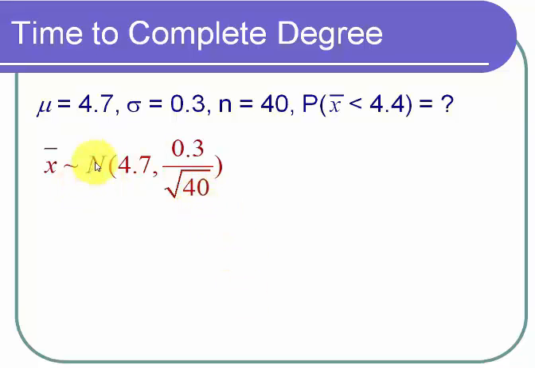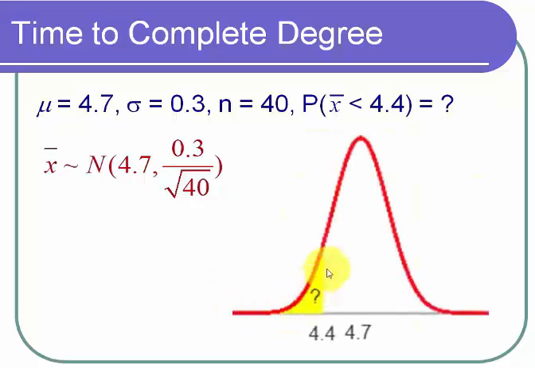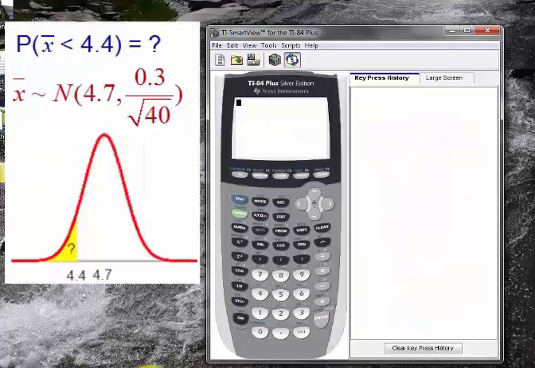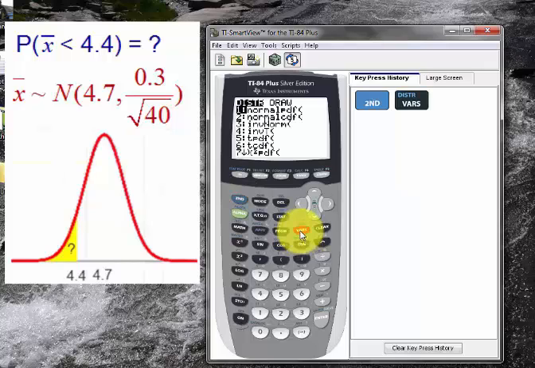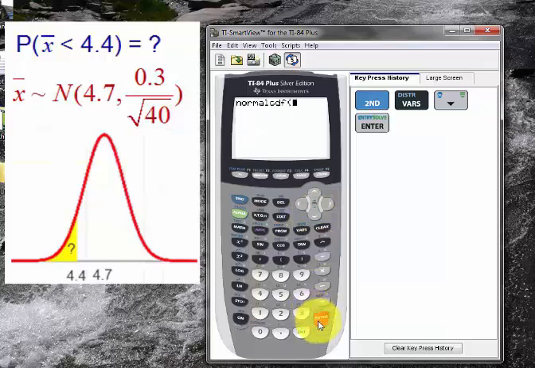So because it's normally distributed, we can draw this beautiful picture of a normal curve whose mean is 4.7 and find the area to the left of 4.4. And we know how to do that using our calculator. So now let's go to our calculator. So here's our calculator. We have a normal distribution. So I can go to second distribution, and I can go to normal CDF and hit enter.